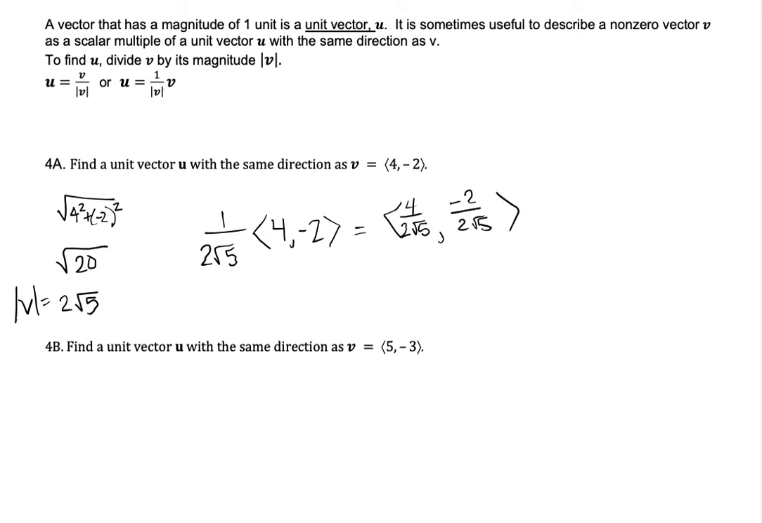Let me spend some time simplifying that. So this is going to be 2 over the square root of 5, but I need to rationalize the denominator. So I'm actually ending up with 2 square roots of 5 over 5 for my first value, my horizontal component. And then I will do the same thing here. So I end up with negative square root of 5 over 5. And that's my unit vector.